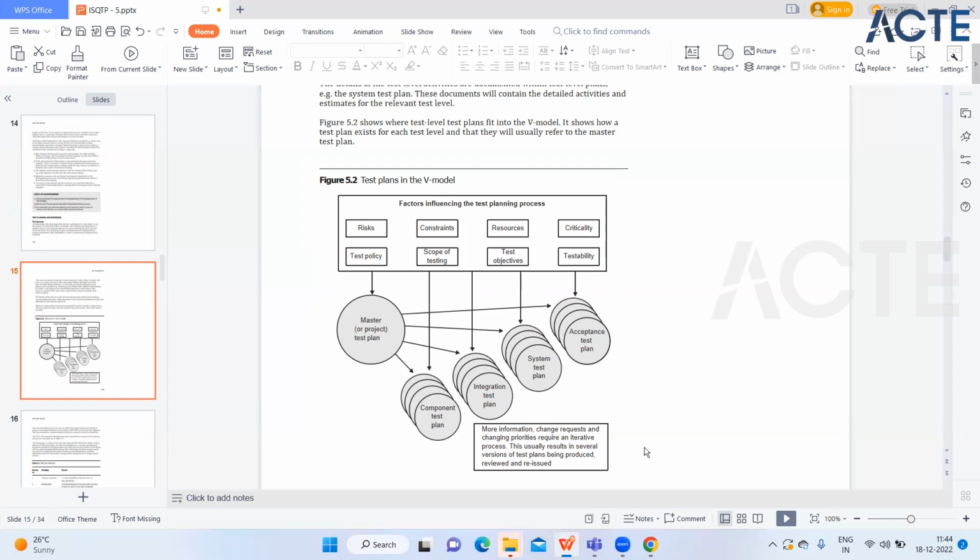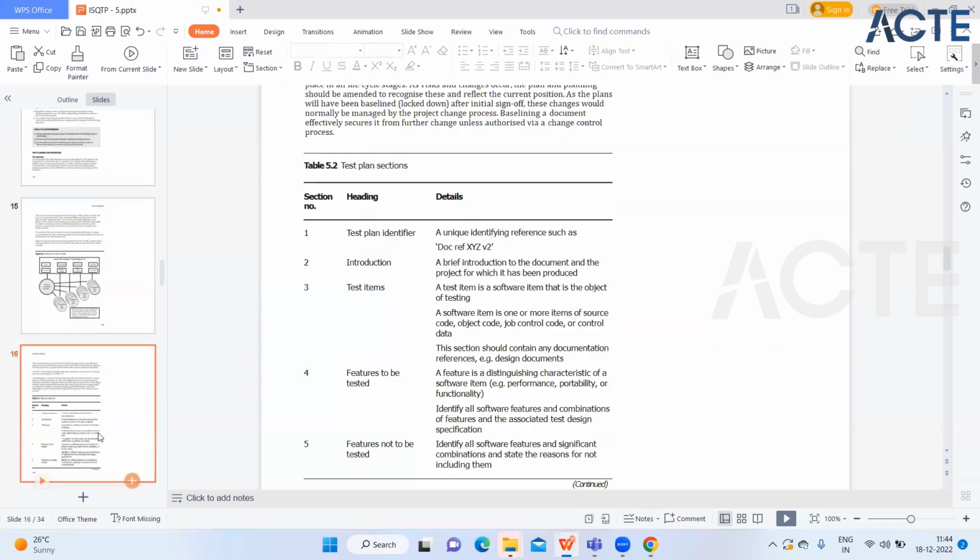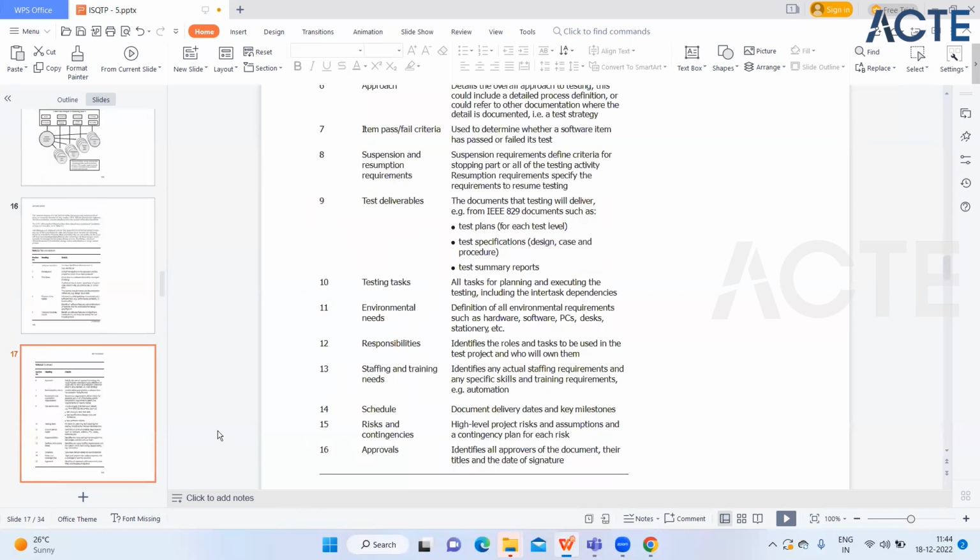So they are just defining it in a single diagram, like for the component test plan, integration test plan, system and acceptance test plan, what factors they have to consider, and after considering these factors, what should be the master or project test plan. Okay. Now, these are the test plan sections here. I think here they have defined those 16 elements.